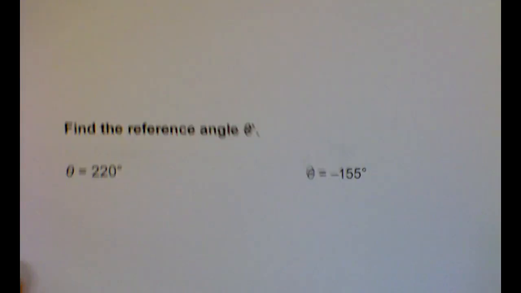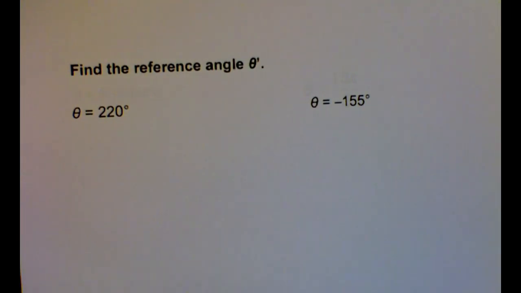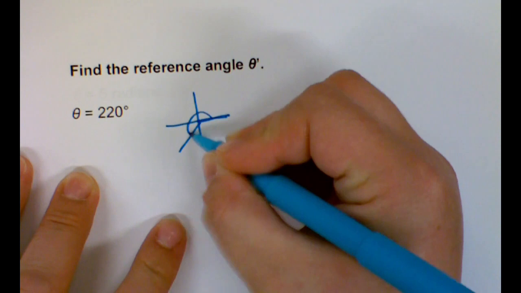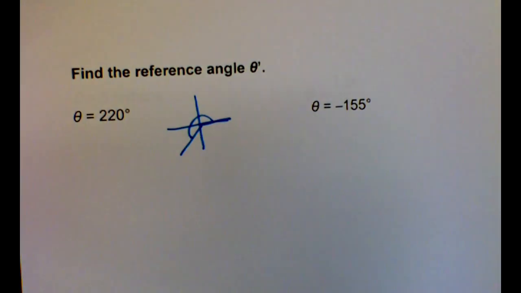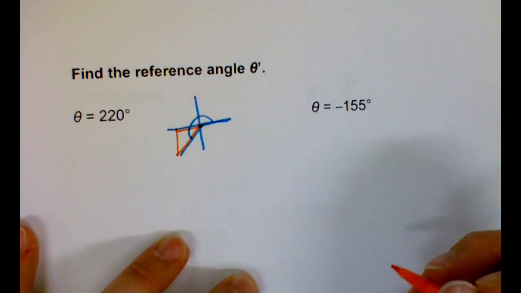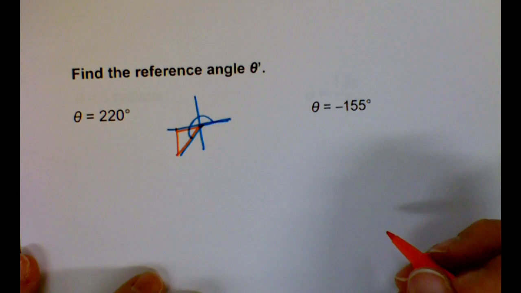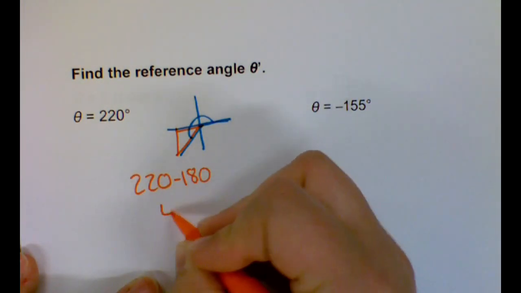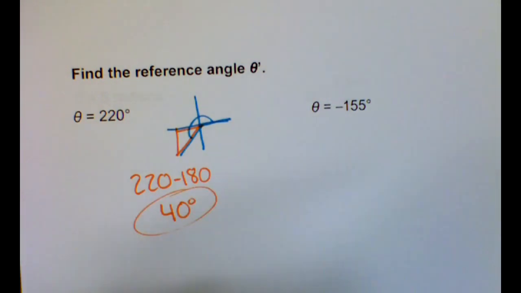So let's find a reference angle. 220 degrees. All right, first question is, what quadrant? Well, 220 is in the third quadrant, right? There's 220. To get my reference angle, I want to find the angle it would make to get right here. So I'm finding how far past 180 it went. 220 minus 180, that is 40 degrees. 40 degrees is my reference angle.